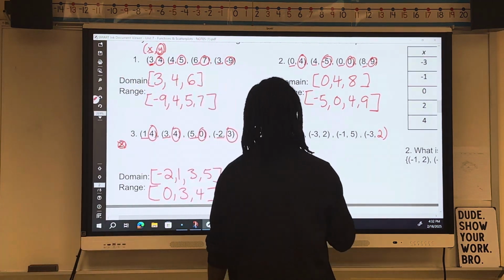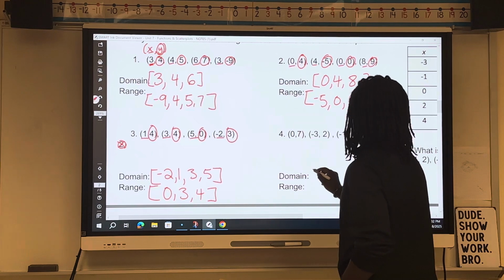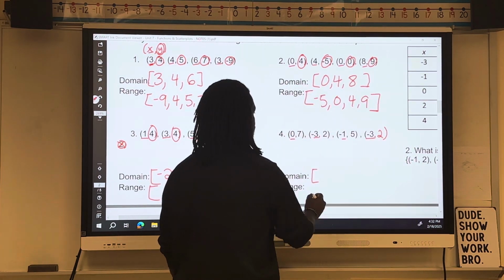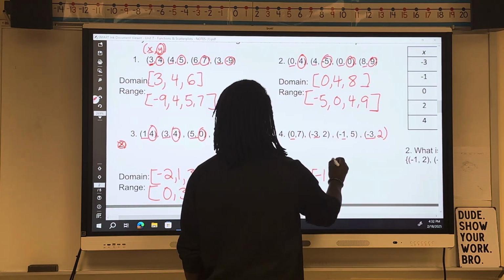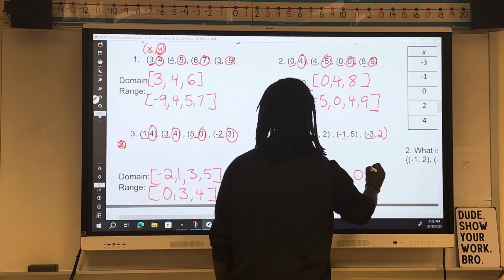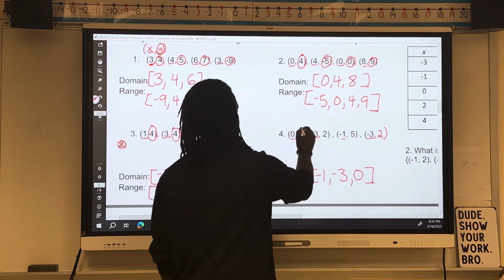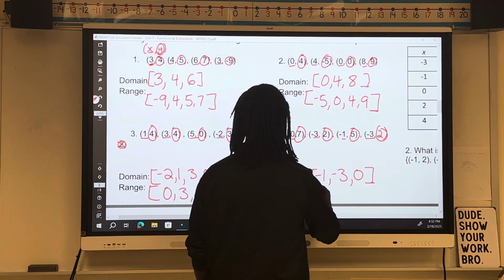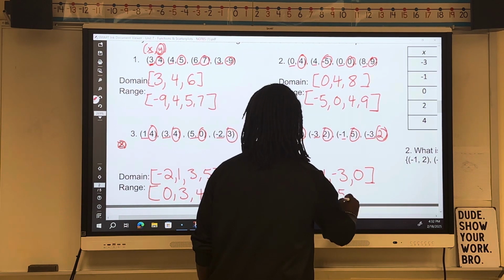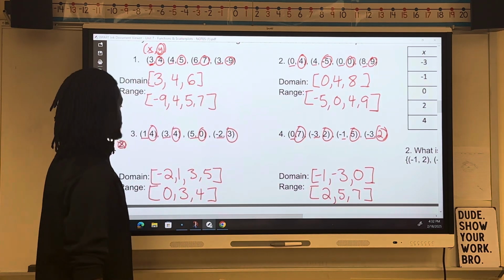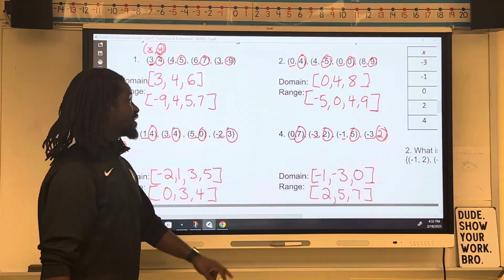And then for this last one, number 4 here, the domain, all my x values, I got -1, I got -3, I got 0. Those are my domain. Then for my range, circling all of my y's, I got 2, I got 5, and I got 7. That's the range. All right, there you have it.